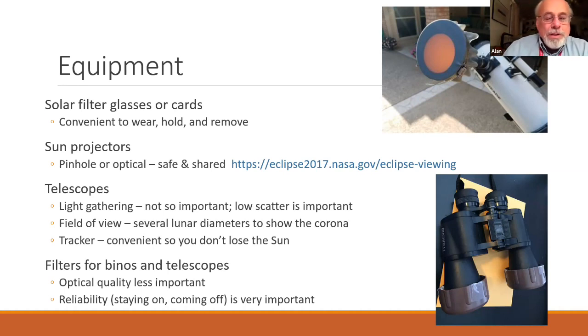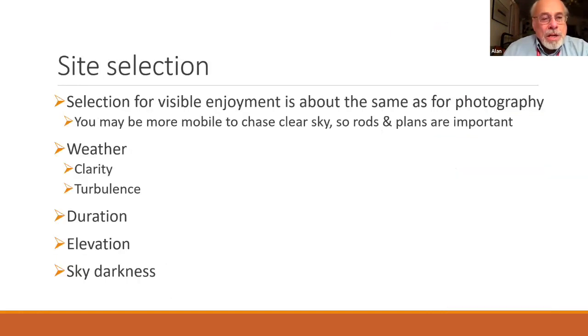Okay, let me continue. I think we've covered that. Site selection we actually talked about in some previous sessions. It's pretty much for visible the same as everything else. If you're visible only, you may be more mobile and more willing to get up and move to accommodate the weather, so possibly access to the road network would be more important to you. If you've brought a lot of photo equipment, you may be pretty well locked in one place. I see a typo. It's not rods and blands, so roads and blands are important.